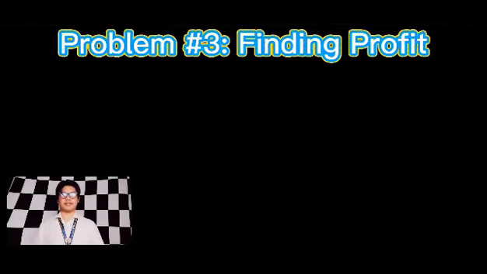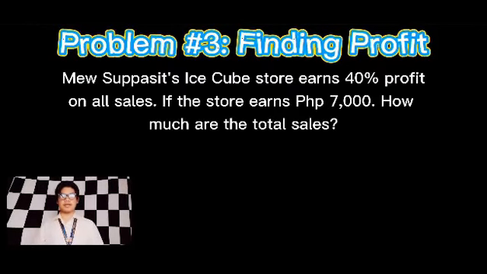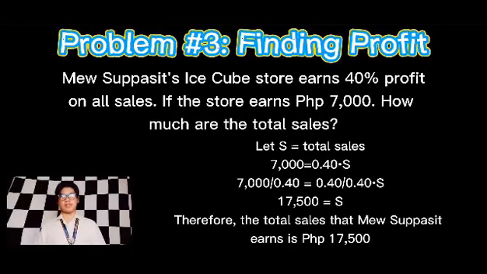Finding profit. The problem is, Musupasit's Ice Cube store earns 40% profit on all sales. If the store earns 7,000 pesos, how much are the total sales? So let S be the total sales. 7,000 pesos is equal to 0.40 multiplied by S, or the total sales.